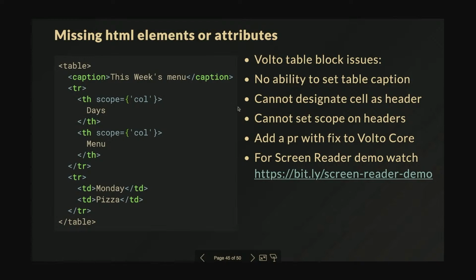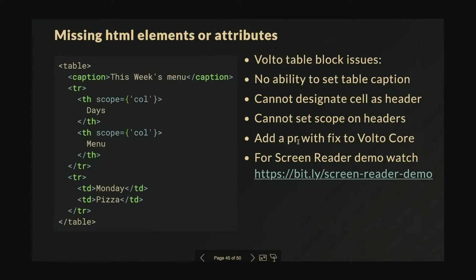And unfortunately, for our Volto table block, we have the following issues. We have no ability to set the table caption. We cannot designate a cell as a header. There's also an example where you could set a header vertically and not only horizontally. And you cannot set the scope on the headers.